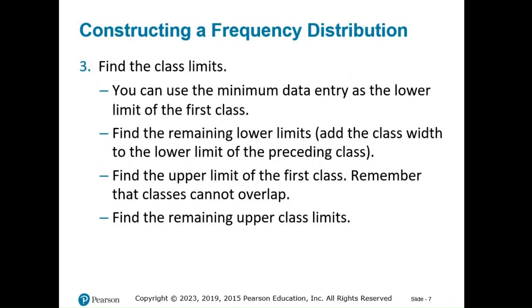Once you've calculated the class width, you then need to find the class limits. Use the minimum data entry as the lower limit of the first class. Then you find the remaining lower limits by adding the class width to the lower limit of the preceding class. Then find the upper limit of the first class. This would be one less than the second lower limit because, remember, the classes do not overlap.